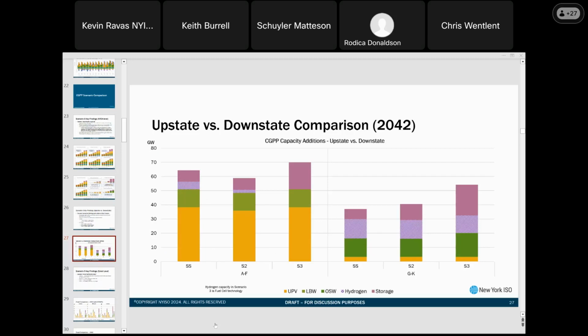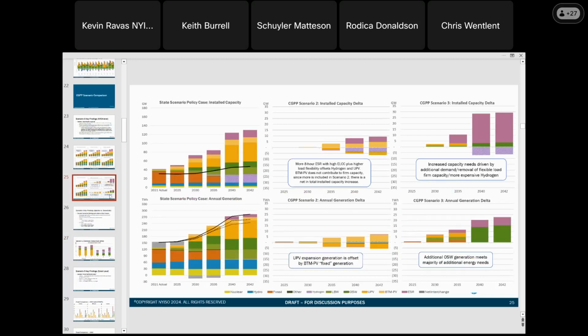Yep. Okay, thank you. I have a question on this comment and finding that offshore wind, more offshore wind is added in downstate. Can you clarify, is that based on the economics or on increasing the targets for offshore wind, or is it capacity driven? What's causing more offshore wind?